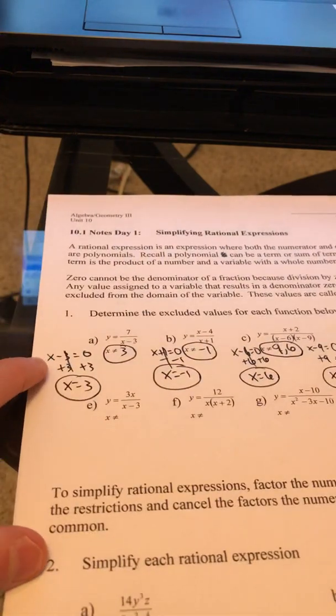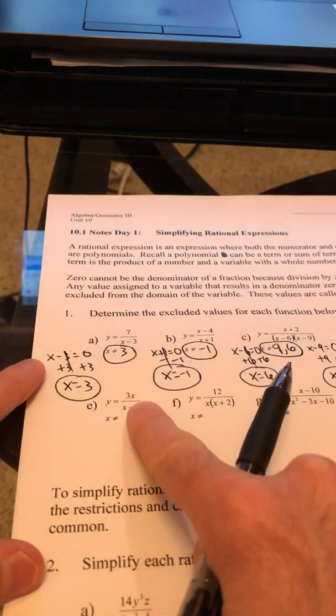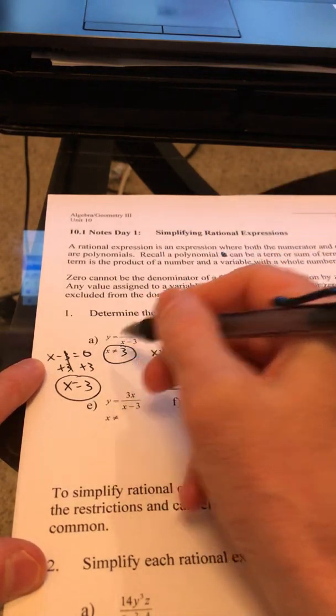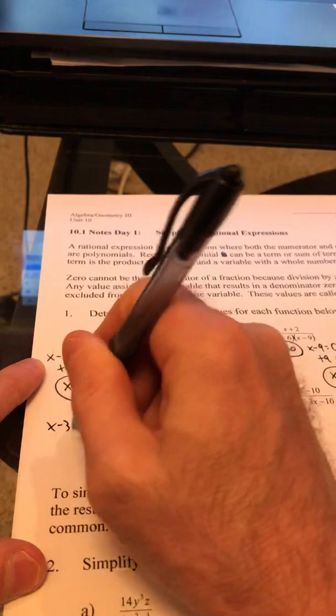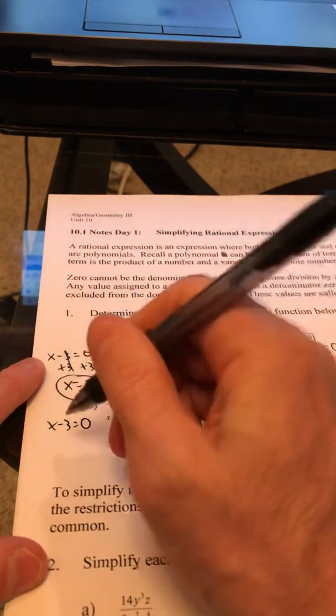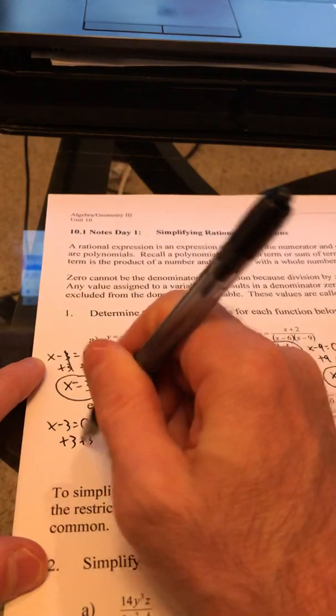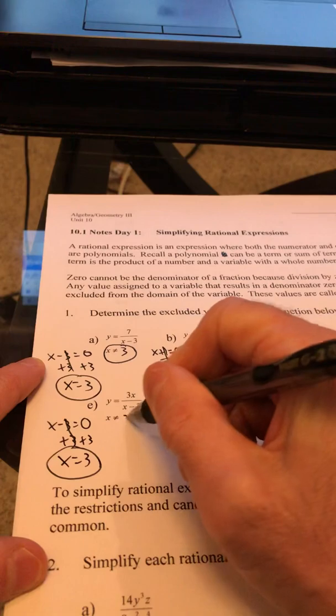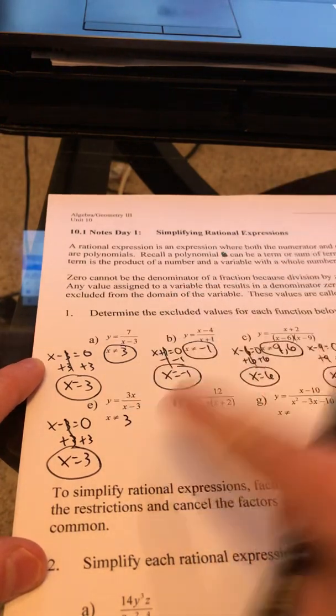All right, for the next two of these, y equals 3x over x minus 3. Well, a and e actually have the same denominator. The only thing that's different is the numerator. And you will see, because of that, their excluded values are the exact same thing.